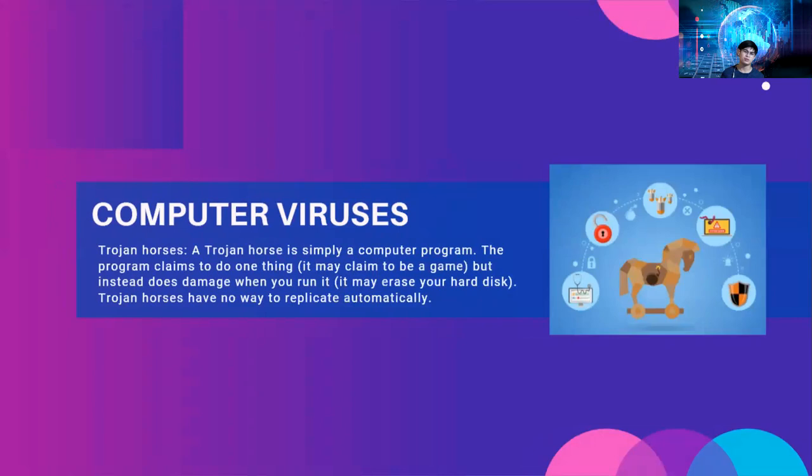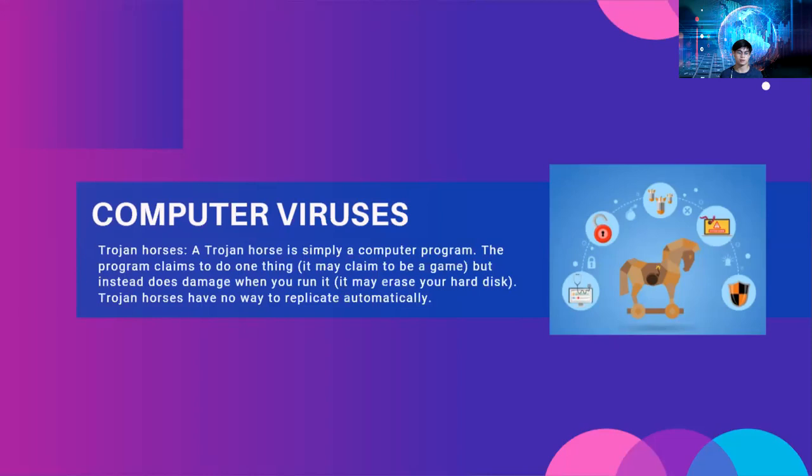So if you notice that your hard disk is damaged and all your data is gone, it may be because you opened an application that had a Trojan horse, which caused the damage. So it's very important also to be aware of the viruses. But don't worry, because we will discuss the next slides on how to solve these problems.